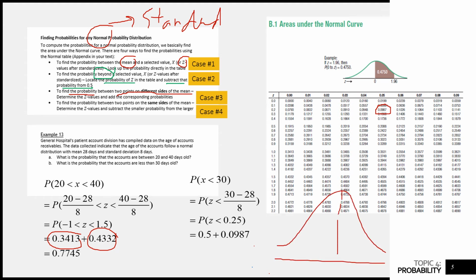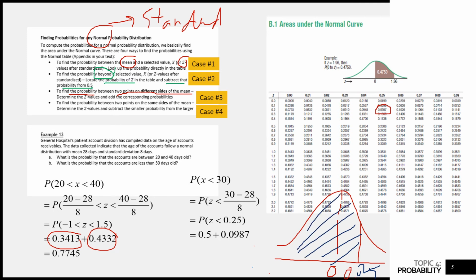Remember, here's your diagram, here's half, the mean is 0, and then remember the mean is 28, okay, so 30 is here. When you standardize 30, you get 0.25 here, all right, so you want the area less than 30, so meaning this is the area that you want. See, it's very, very important for you to sketch.